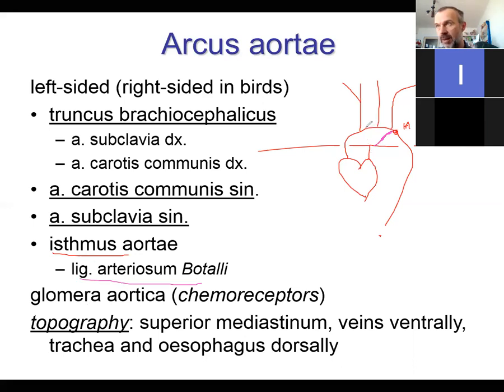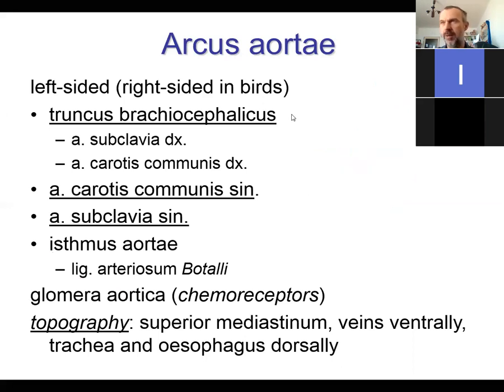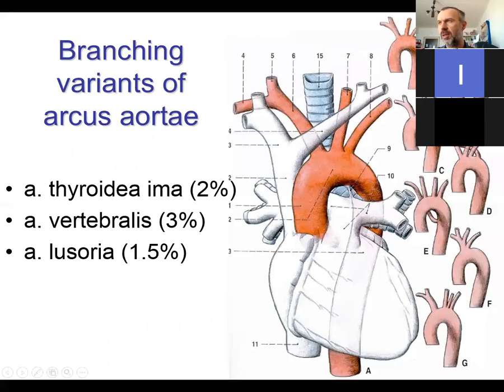The glomera aortica are aortic bodies which serve as baroreceptors and chemoreceptors, for blood pressure and for the partial pressure of oxygen. And we are within the superior mediastinum, behind the vessels and in front of the trachea and esophagus. So that's for the topography. And of course, there can be many branching variants, as you can see here. These branching variants are important for surgery, and we should know about 3 of them specifically.